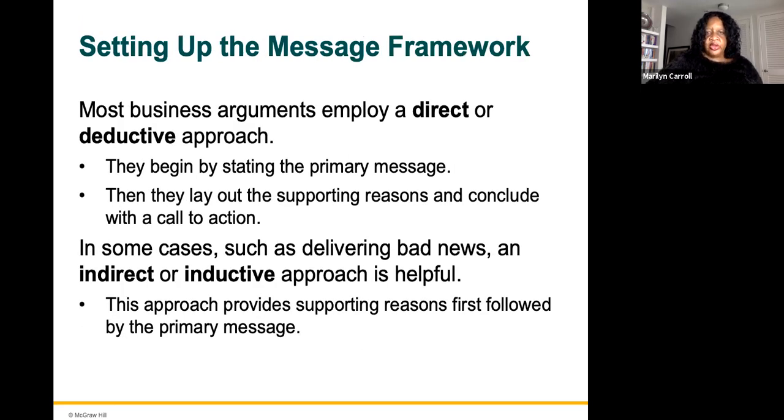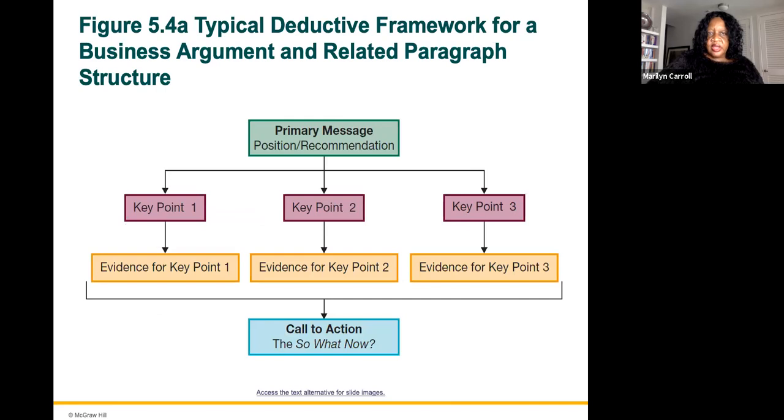So most business arguments employ a direct or deductive approach, and they begin by stating the primary message. Then they lay out the supporting reasons and conclude with a call to action. In some cases, such as delivering bad news, an indirect or inductive approach is helpful. This approach provides supporting reasons first, followed by the primary message. So Figure 5-4 is a typical deductive framework for business argument and related paragraph structure.